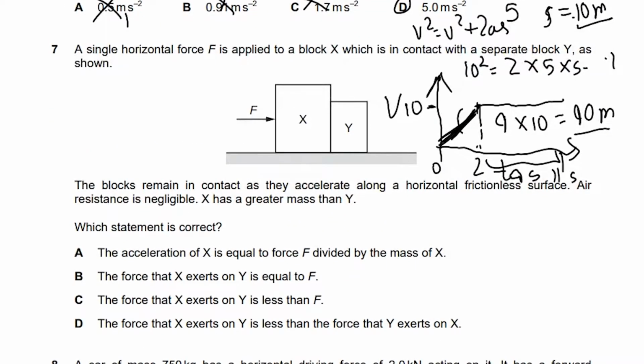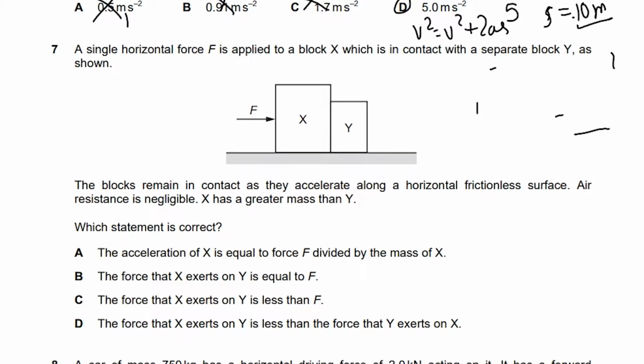Okay, so in question number 7, a single horizontal force F is applied to a block X which is in contact with a separate block Y as shown. The blocks remain in contact as they accelerate along a horizontal frictionless surface, air resistance is negligible. X has a greater mass than Y.